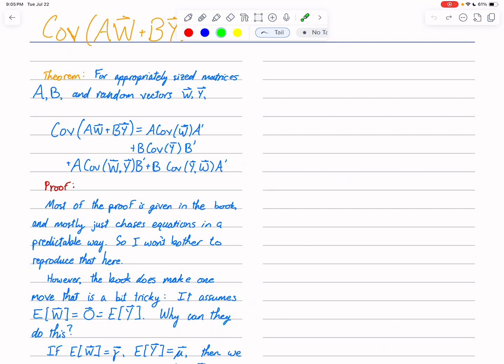And it is the fact that the author in the proof makes the assumption that the expected value of the two variables is both the zero vector, right? That all expected values are zero. And the question is, why do they get to do this? That sounds like a fairly heavy-handed assumption to impose, and so you're not really proving it in general.